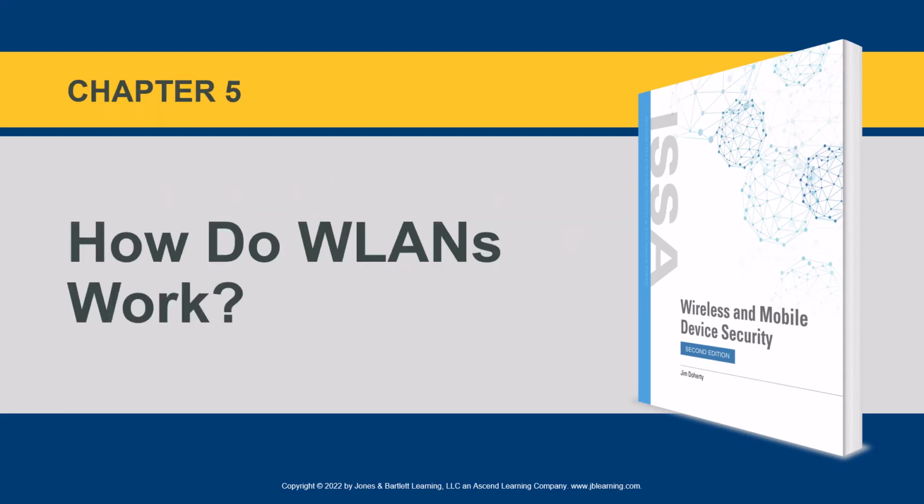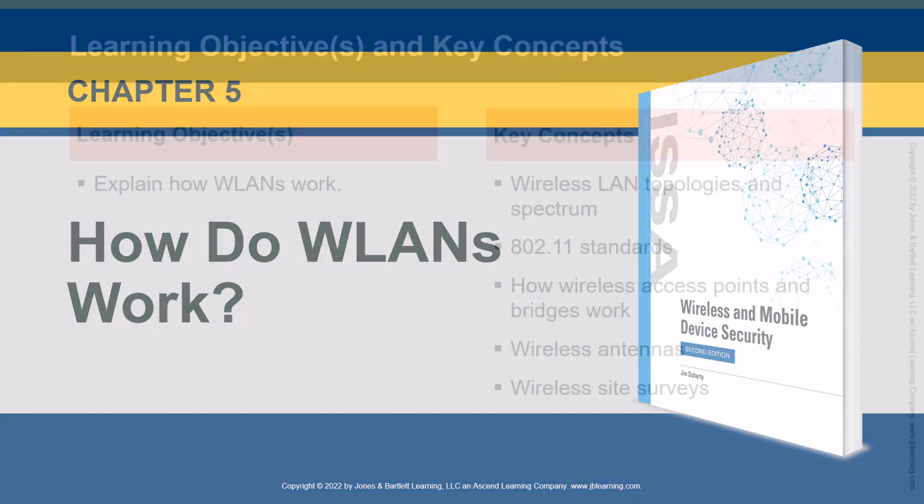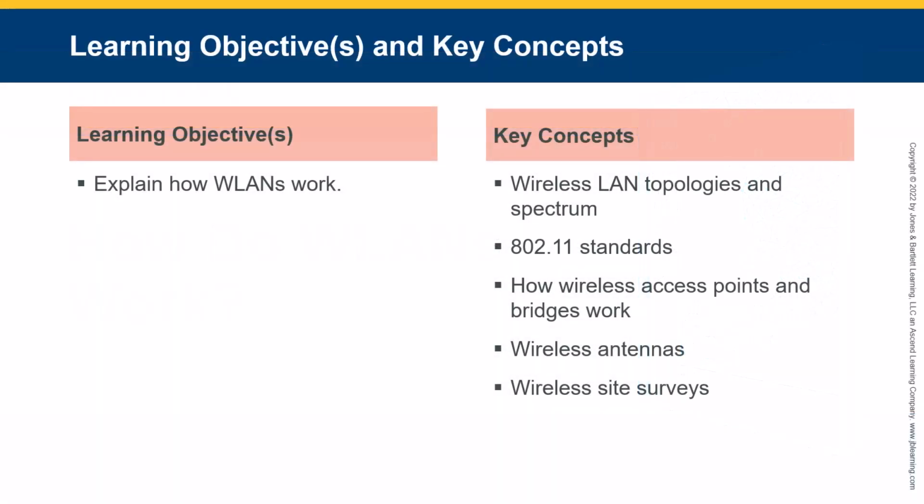How do wireless LANs work? So that is what Chapter 5 is all about. We are going to be learning about what's a WLAN. Again, WLAN, wireless LAN. We're going to learn about the topologies, the standards, the anatomy, the antennas, and the site surveys that are all involved when dealing with wireless networks and wireless LANs.